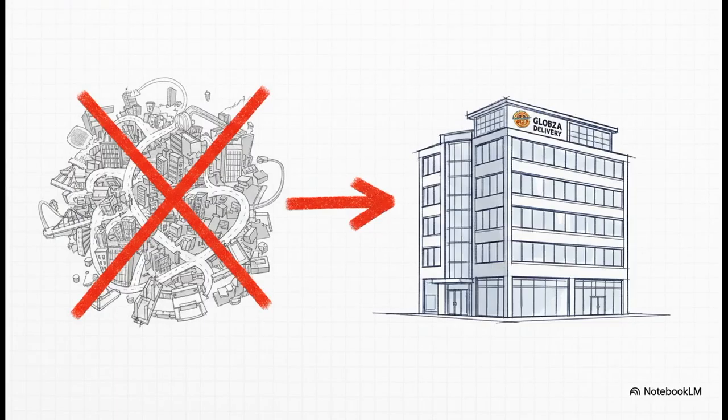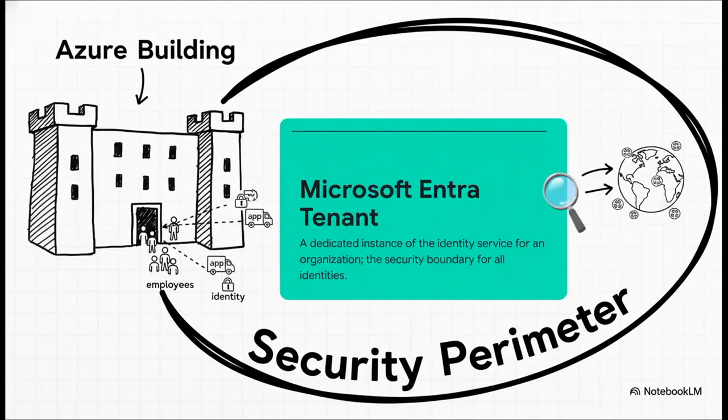So, instead of thinking about a sprawling, chaotic city, let's just change our perspective. From now on, we're just building one single, well-organized office building. Seriously, this one idea is going to unlock everything else for us. Let's pour the concrete. In the world of Azure, the building itself is your Microsoft Entra tenant. Now, you might hear people call it a directory. Don't worry, it's the exact same thing. This is the absolute outer wall, your main security perimeter. Every single person who works for your company, every app, every identity, they all live inside this one secure building.